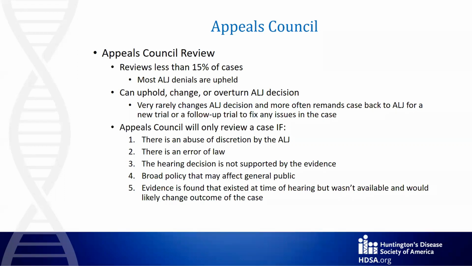The only way the appeals council does this is if there is an abuse of discretion by your judge, there's an error of law, the hearing decision is not supported by the evidence, it's a broad policy issue that may affect the general public, or evidence is found that existed at the time of your hearing but for whatever reason wasn't available and would likely change the outcome of the case.